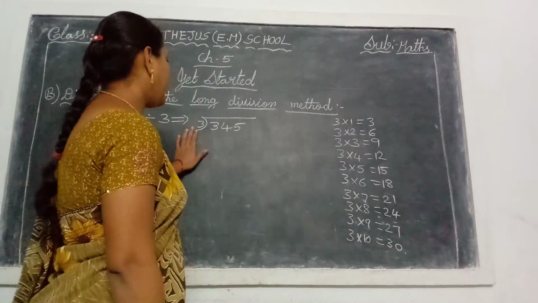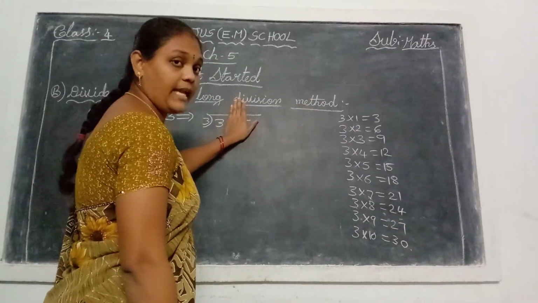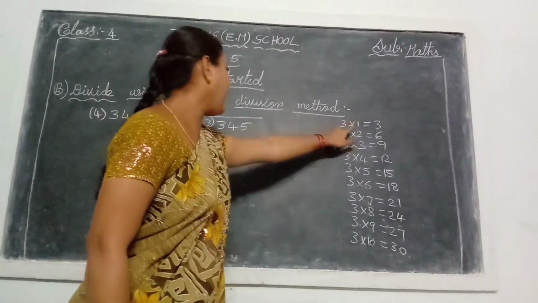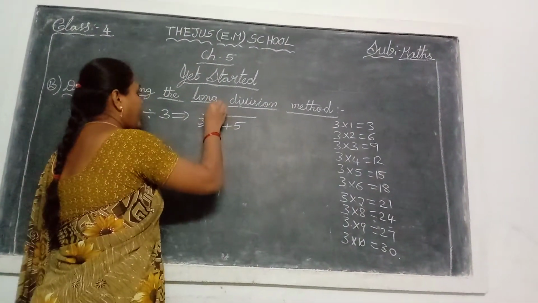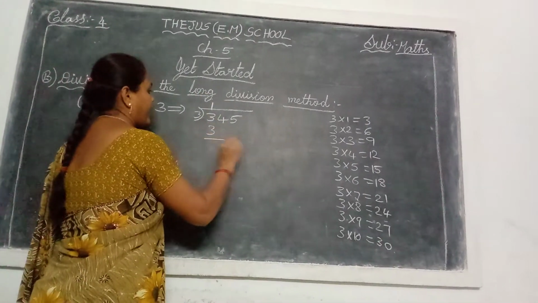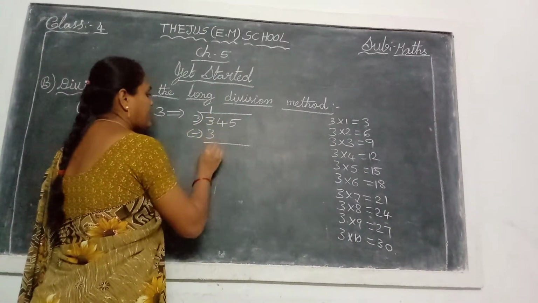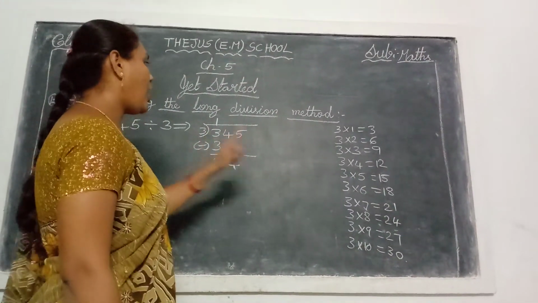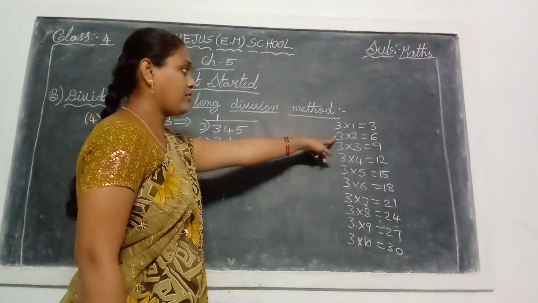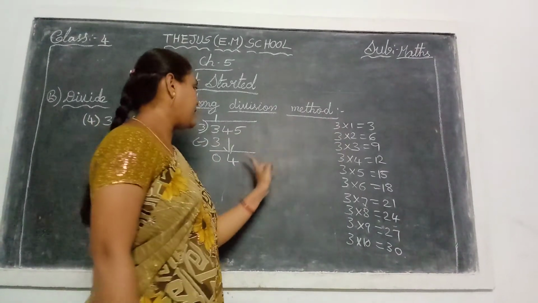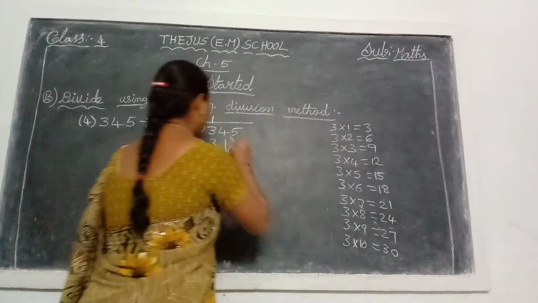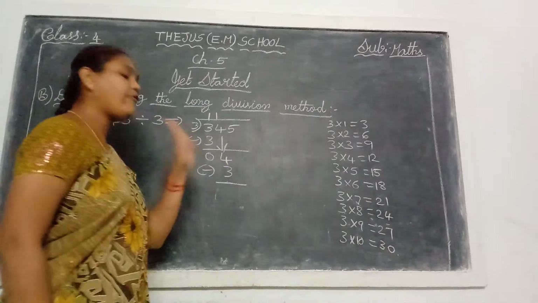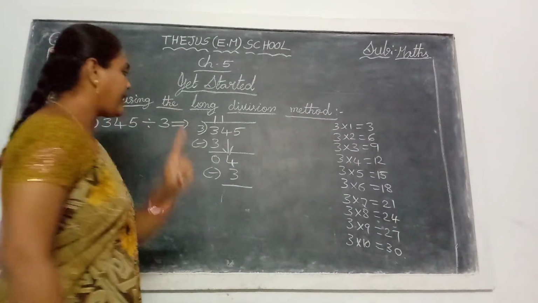Okay. Now in the 3 table, the first number 3 is there. So 3 is there, children, in the 3 table. How many times? 1 time. So you write 1 here and 3 right here. Do the subtraction. 3 minus 3 is 0 and write this 4. Is 4 in the 3 table? No. So the nearest smaller number is 3. 1 time 3. Do the subtraction. Take 4 fingers, close 3 fingers, remaining 1.